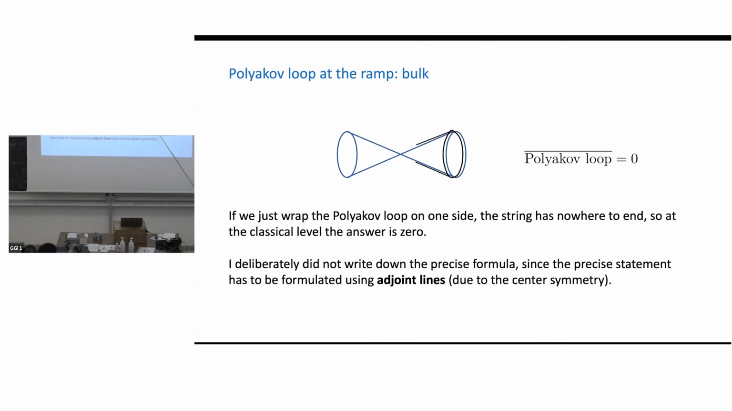Here I'm deliberately not writing down the precise formula. I'm basically just writing the words Polyakov loop, because the precise statement has to be formulated by using the adjoint line because of the center symmetry in the gauge theory. But I haven't really told you about that. So the idea is just that because it's a wormhole, the expectation value of the Polyakov loop under the time average should be 0.